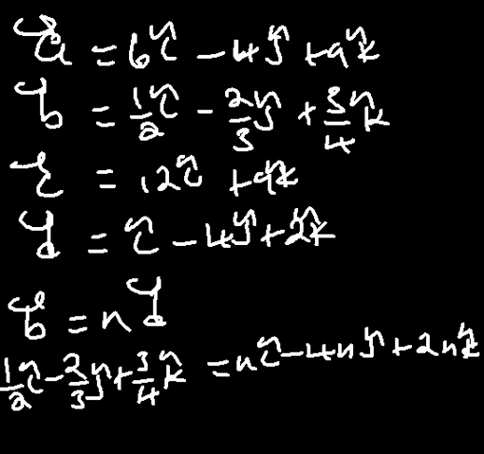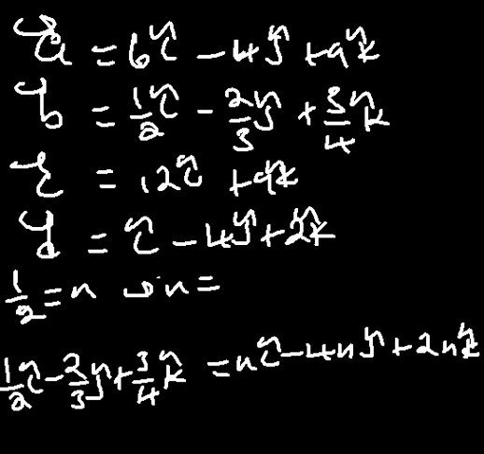So we'll have to equate these vectors in a component. We have to equate the x components, y components, as well as the z components. In the sense that we'll have 1 over 2 is equal to n. Upon cross multiplication, we'll have 2n is equal to 1, so n is equal to 1 over 2.